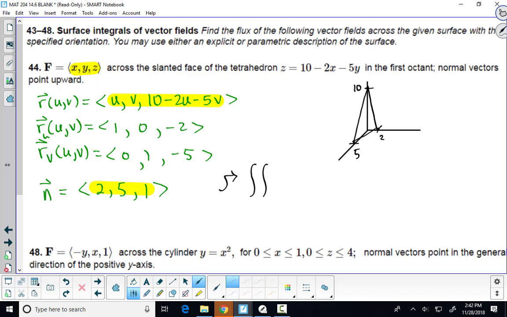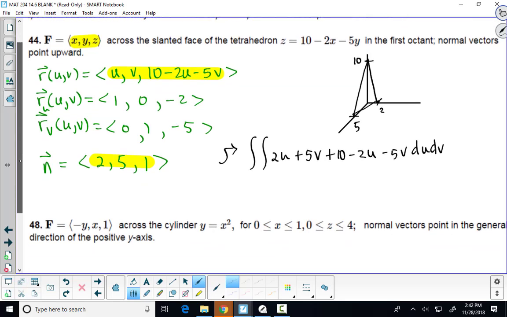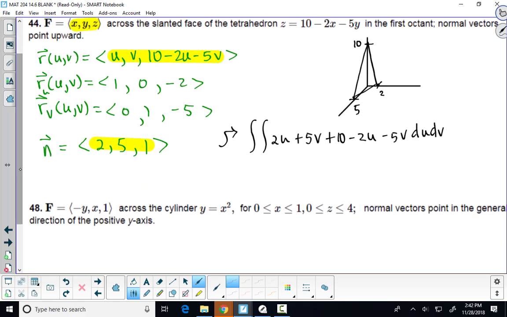We're going to get 2u plus 5v, how convenient, plus 10 minus 2u minus 5v, du dv. Oh, we didn't do our limits yet. We'll get to those shortly. This all simplifies to double integral of 10 du dv. All right, let's figure out our limits.